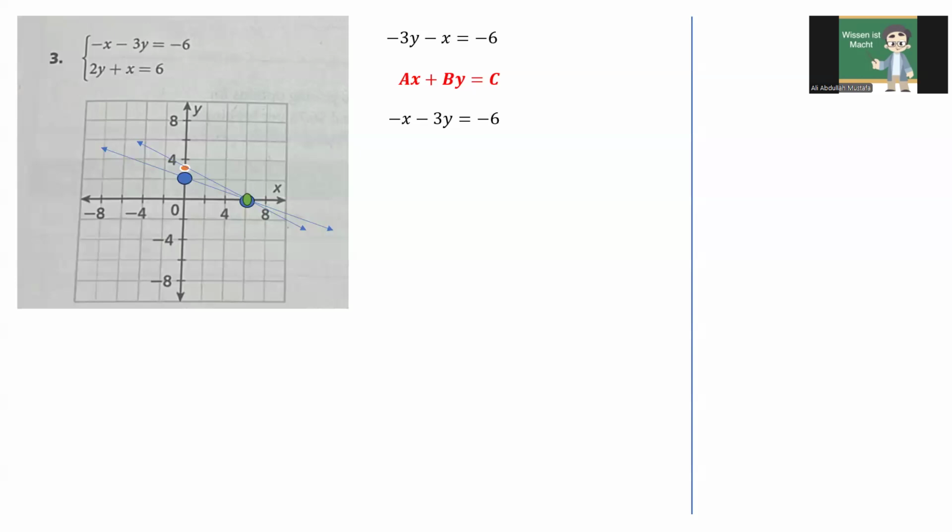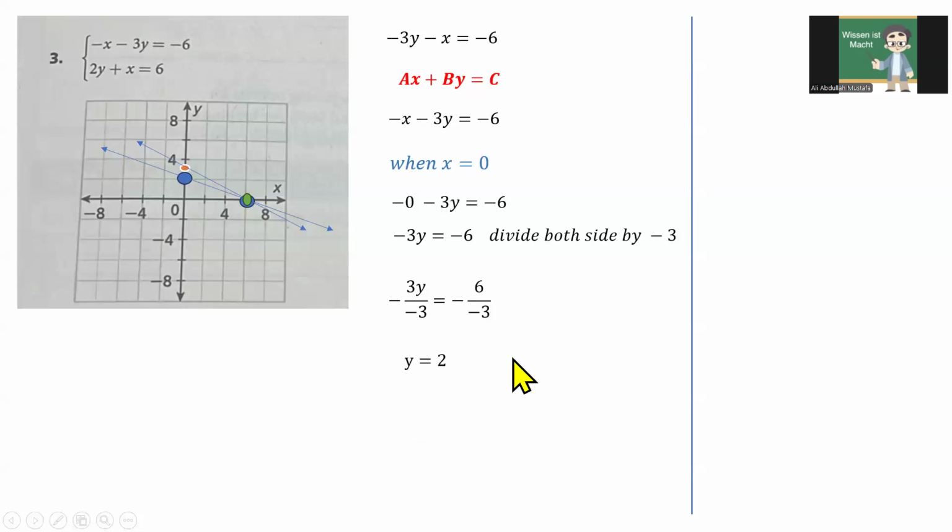How do I do it? We shall suppose that x equals 0. Of course, when x equals 0, I am on the y-axis. Then I substitute the value x equals 0 into my equation. This will give me minus 3y equals minus 6. You solve the equation for y by dividing both sides by minus 3, which gives me at the end y equals 2. So my first point is x, the one that I supposed, which is 0, and y equals 2. This is my first point.